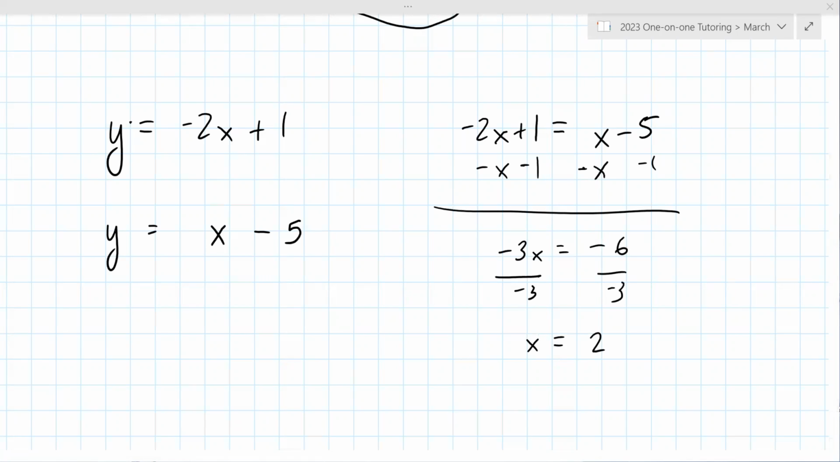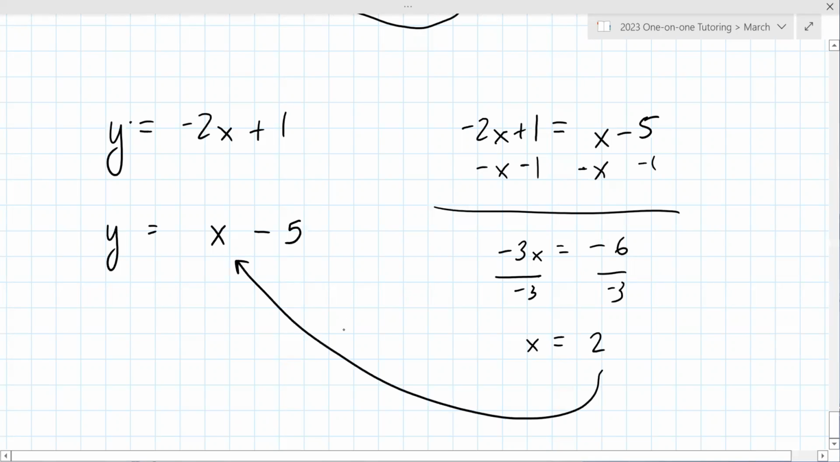Okay. So you just subtracted what they have in common. I'm not sure what you're asking, but you're going to take that 2 and put it back into either equation. Doesn't matter which one. I'm just looking at the problem.